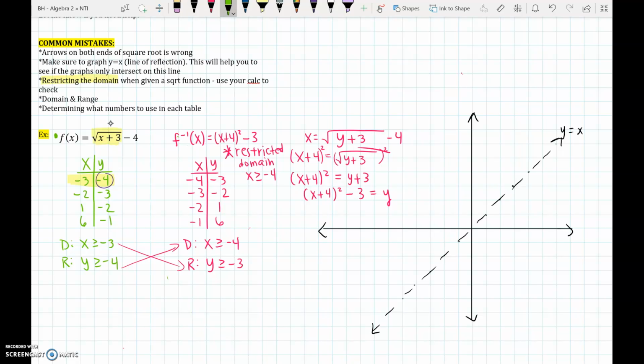So -3, -4, -2, -3, 1, -2, and 6, -1. And then we just need to do the inverse. We can see that it's probably going to be somewhere right here, but we want it to be accurate, so let's go ahead and plot those points.